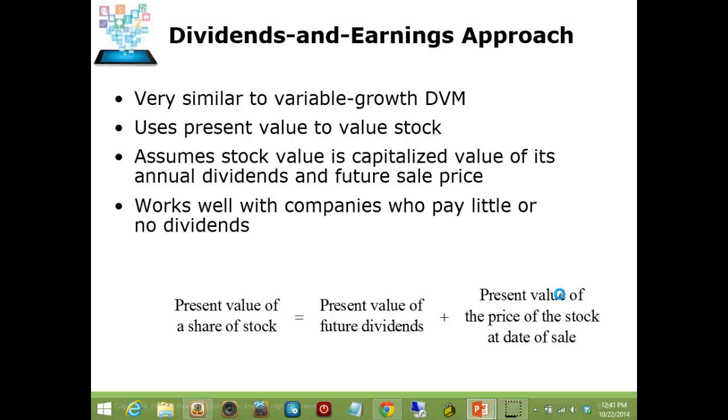The dividends and earnings approach is a hybrid of using the dividends plus the earnings. So we want to look at the present value of the future dividends and add that to the present value of the stock at the date of sale to get the present value of a share of stock. So this is just another valuation model that's trying to assume, I guess, like a capitalization value between the annual dividends and the future sales. This model I don't really believe in too much. I don't feel it works or is beneficial in today's world too much. You could review the model and see how you feel about it.